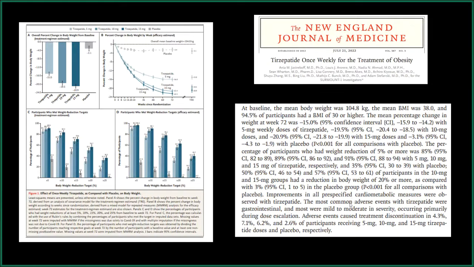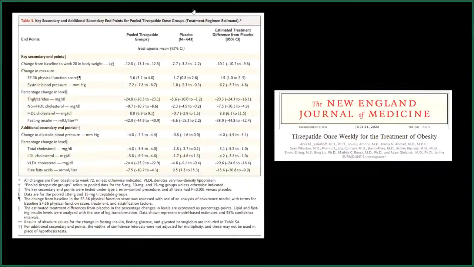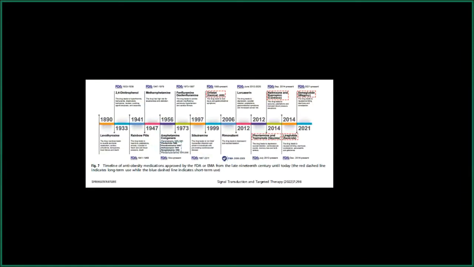So again, what you see here is that when you look at secondary endpoints, in addition to the weight loss, there is a decrease in triglycerides, a decrease in fasting insulin, a decrease in non-HDL cholesterol, an increase in HDL cholesterol, and changes in diastolic blood pressure, total cholesterol, LDL, and free fatty acids. So overall, there is a significant improvement in weight and lipid parameters in people who have received this.